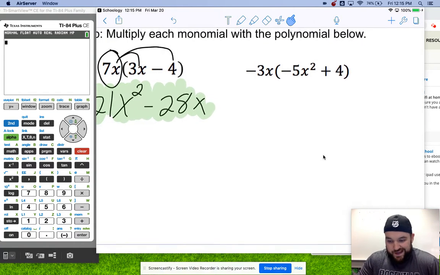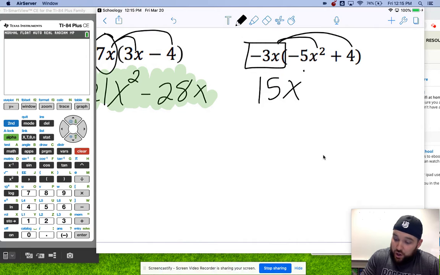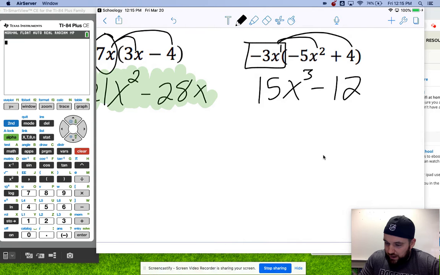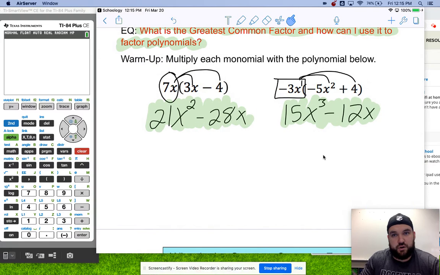Okay, the second expression that we're going to multiply: we're going to distribute negative 3x through the binomial negative 5x squared plus 4. If I multiply negative 3 and negative 5, I get 15x to the third power, because that's x to the first and this is x to the second. And when I'm distributing or multiplying, I add exponents as long as they're on the same variable, in this case x. And then negative 3x to the first times 4 is minus 12x to the first, or just minus 12x. Two terms, again, can't be combined, so that is our simplified expression.